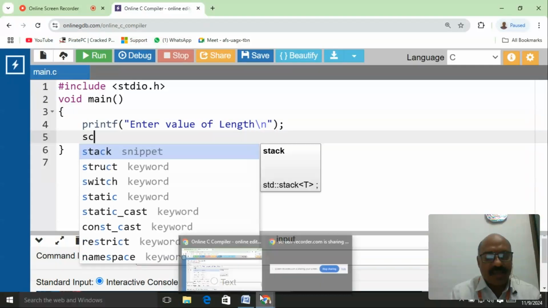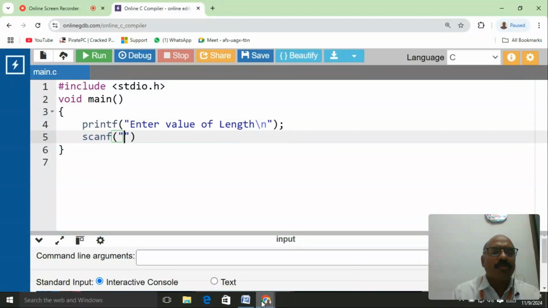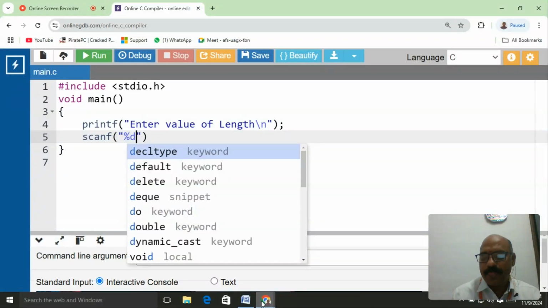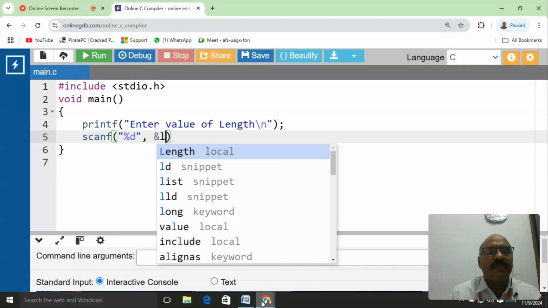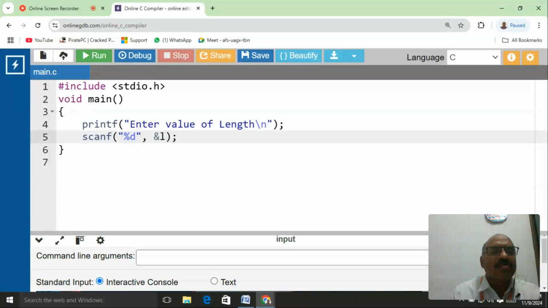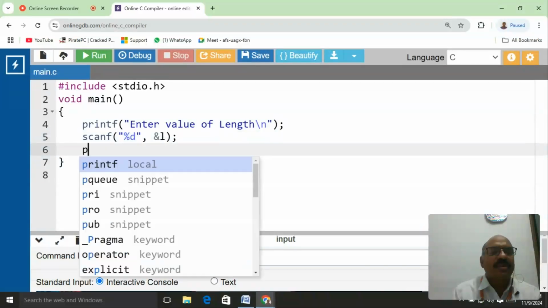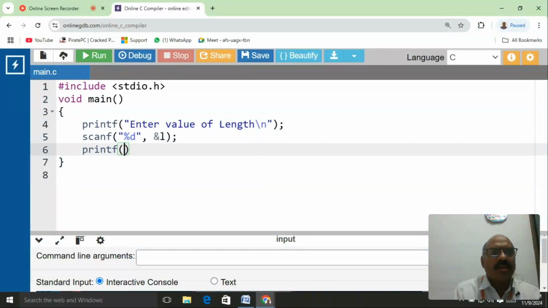So scanf, right? I'm going to consider only integer values. So percentage d, right? Ampersand, to transfer the value into the memory location whose name is L. Next printf, right?